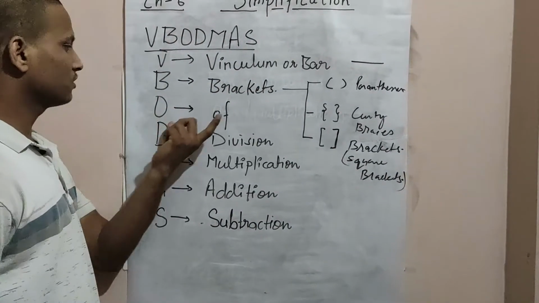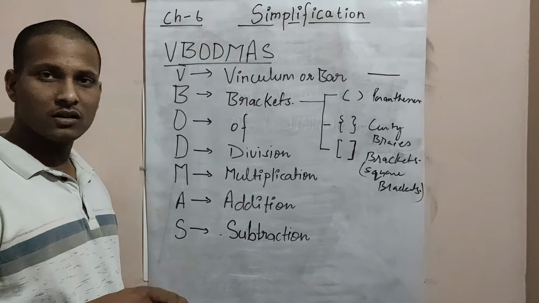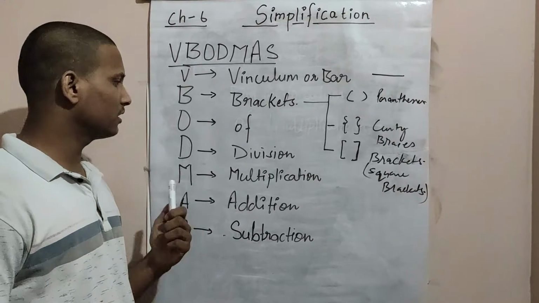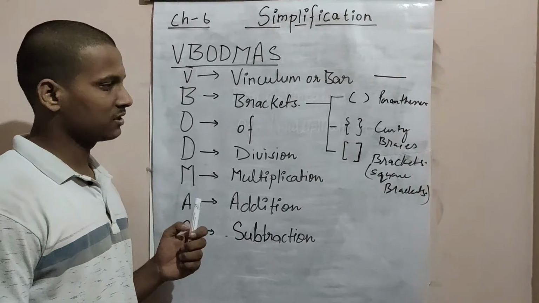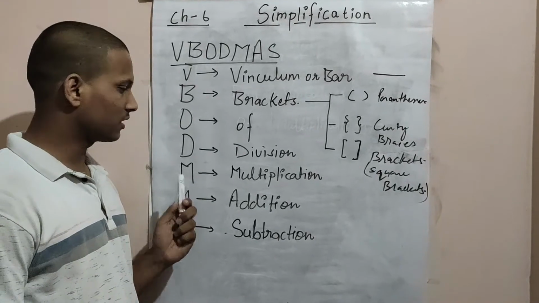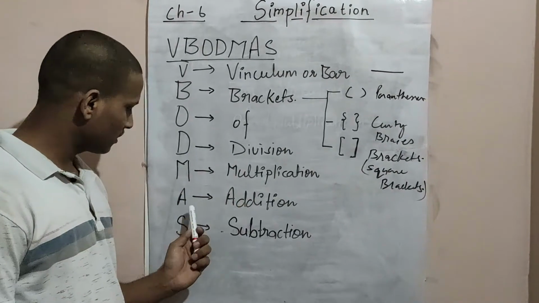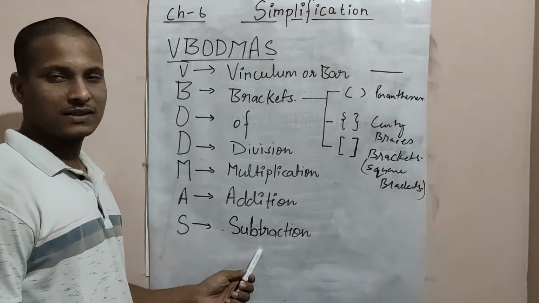Next is O for of. Of determines the operation we apply; in the place of of is multiplication. Of is basically multiplication. Next is division, M for multiplication, A for addition, and next is subtraction.